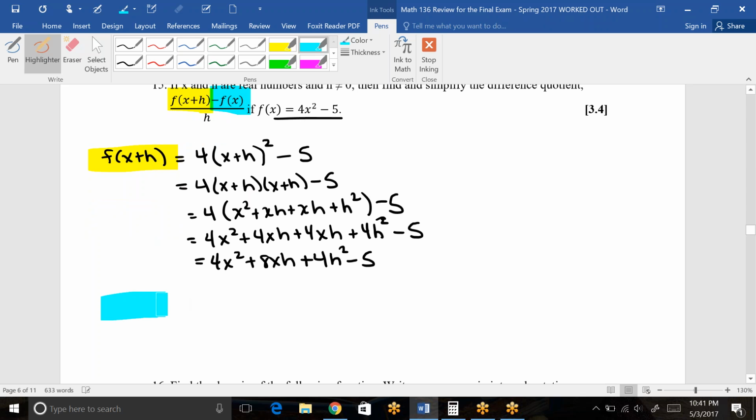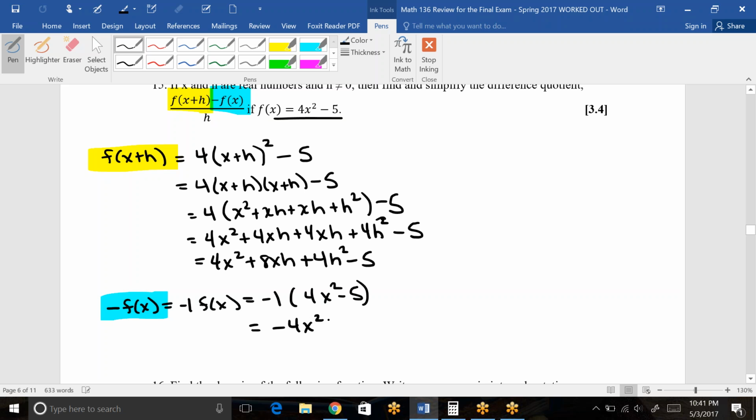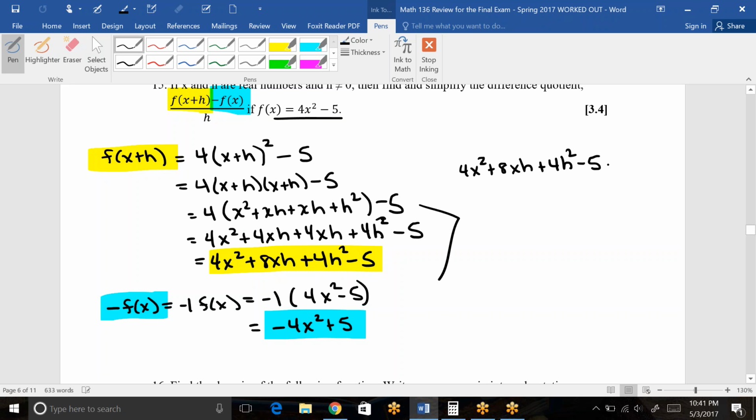So to find negative f of x, you just take your function and multiply it by a -1, essentially. So -1 times 4x squared minus 5. So that would be negative 4x squared plus 5. Okay, so we take this answer right here and this answer right here, and that becomes our yellow and blue on top. So I'm going to take these two together, and I have 4x squared plus 8xh plus 4h squared minus 5 minus 4x squared plus 5, and don't forget all of that is over h.